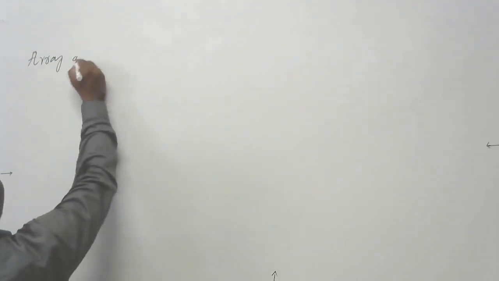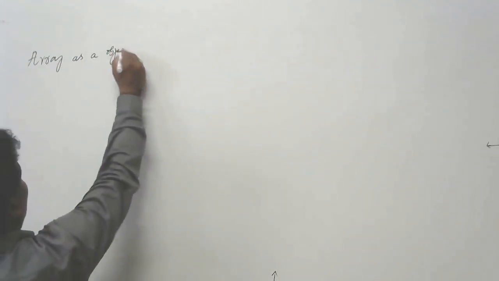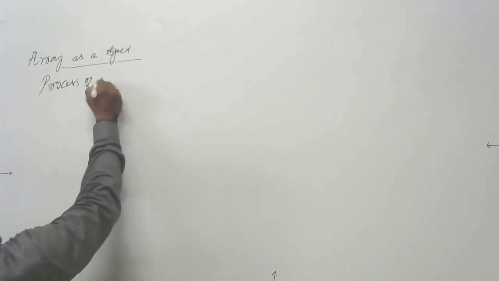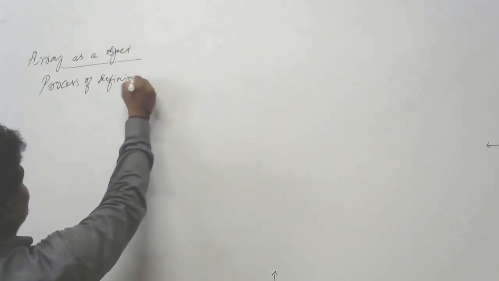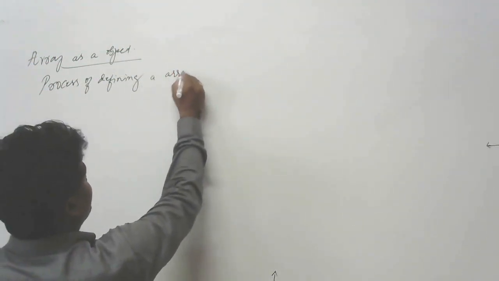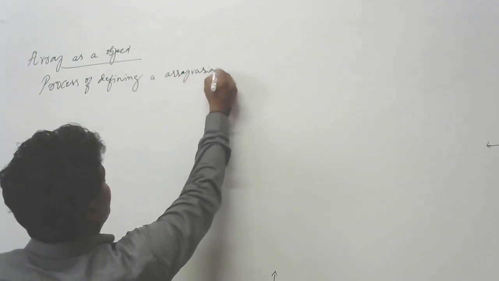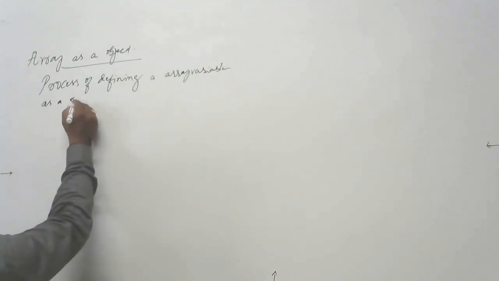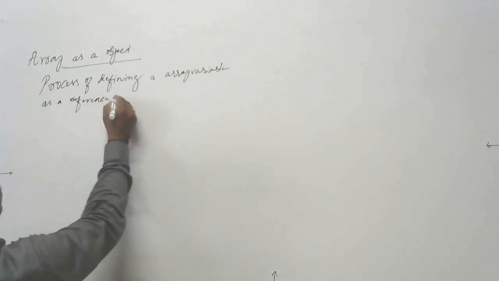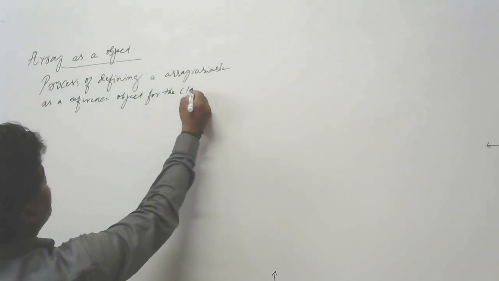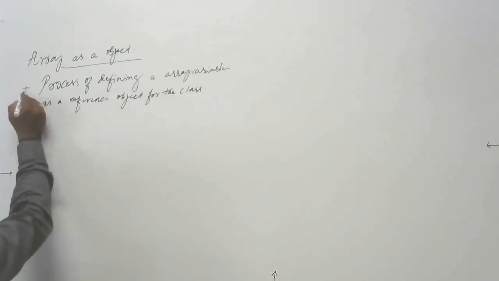Array as an object. The definition of this is the process of defining an array variable as a reference object for the class. This is the first point.